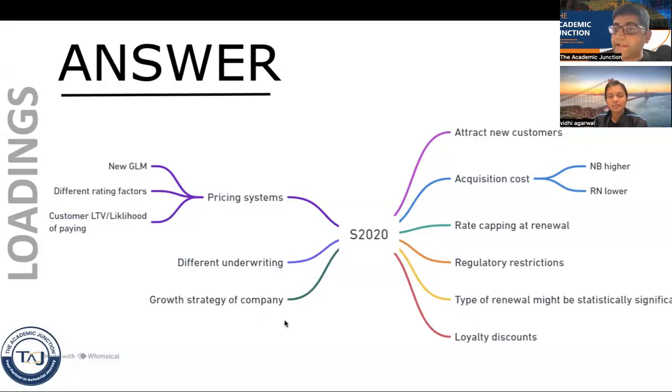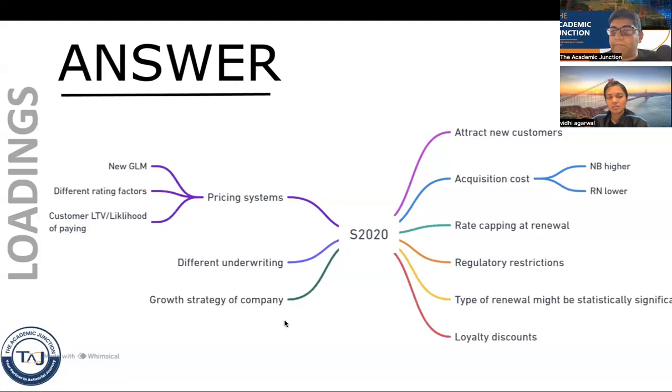There could be different underwriting. Underwriting guidelines could be different for new business and renewal customers, right? It could just be the growth strategy of the company. So growth strategy, remember, these are fairly generic points that you can remember. If you can tailor these points towards the particular scenario in the question, you'll end up getting the marks that you have to get, right? So growth strategy of the company is a very good point. The company could focus on renewals, or the company could focus on acquisition and not renewals.